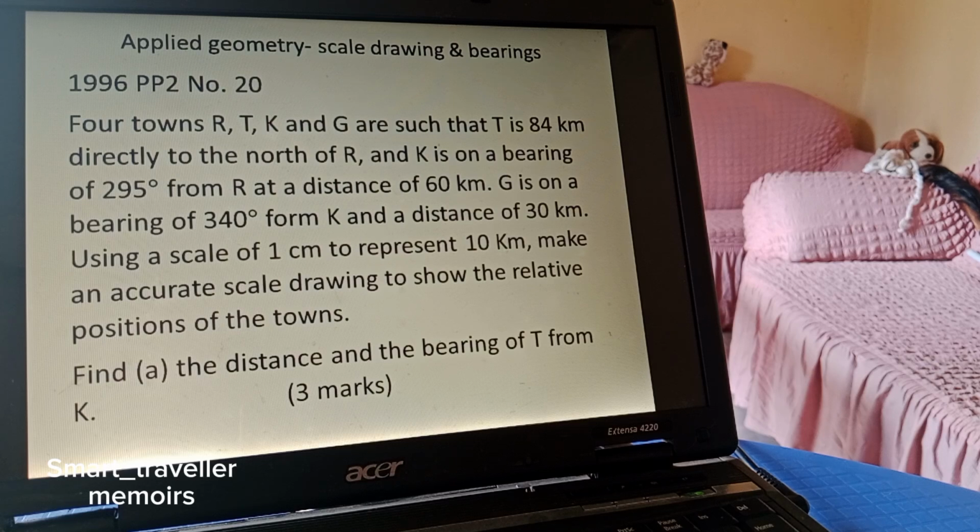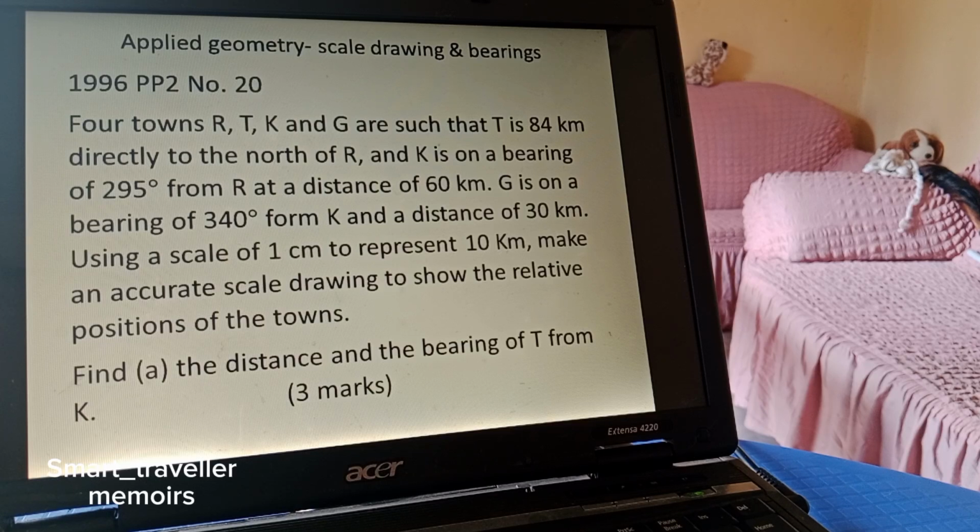1996, paper 2, number 20. Four towns R, T, K, and G are such that T is 84 kilometers directly to the north of R, and K is on a bearing of 295 degrees from R at a distance of 60 kilometers. G is on a bearing of 340 degrees from K, and a distance of 30 kilometers. Using a scale of 1 centimeter to represent 10 kilometers, make an accurate scale drawing to show the relative positions of the towns.